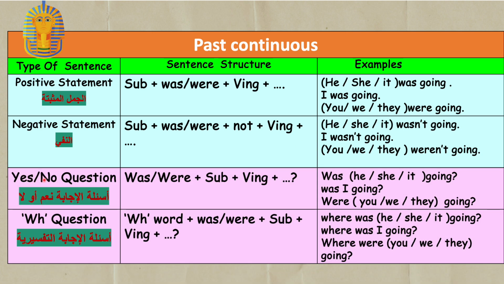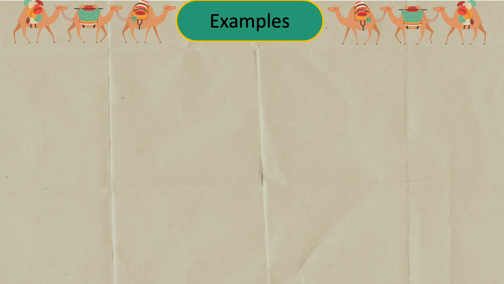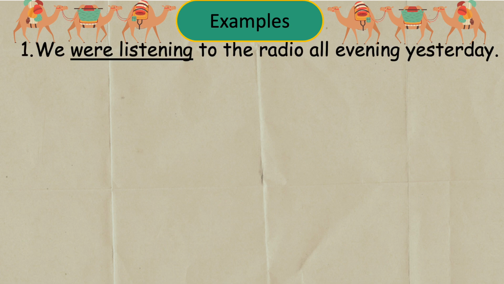For the yes and no question, short answer, we start with verb be, was or were, subject, verb with ing and the rest of the sentence. For WH question, we start with WH words, when, where, what, with verb be, was or were, subject, and plus verb ing. And now check out the rules for making past continuous tense.